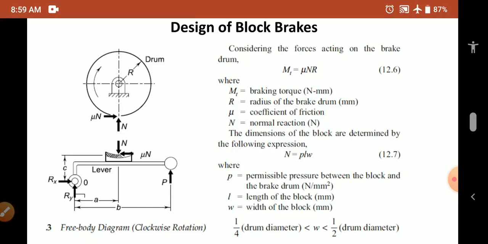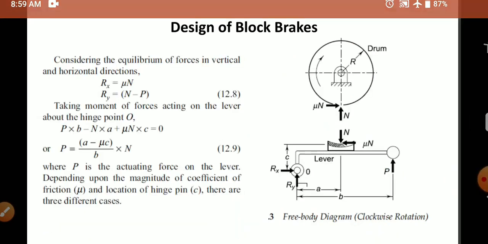But to get a uniform pressure distribution on this braking system, the width of the block must be between 1/4 of the diameter of the drum and 1/2 of the diameter of the drum. So this width is optimum in this range, that is 1/4 of the drum diameter to 1/2 of the drum diameter. So this width should be in between this range.